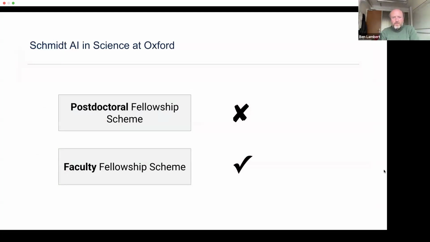I want to start off by pointing out a point of ambiguity. There are two Schmidt AI in Science programs at Oxford. One of them is a fellowship program aimed at postdoctoral scientists. The other one, which we're going to be talking about on this call, is aimed at early career faculty, and that's our faculty fellowship program. So this call is largely going to be about the second of these two fellowship schemes, although, as I will show on the next few slides, there are quite a lot of similarities between the two schemes. If you are a postdoctoral fellow, or you're thinking about postdoctoral applications, then I would encourage you to look at our postdoctoral fellowship scheme website. And feel free to drop off the call, because this call is going to be focused on the faculty fellowship scheme.